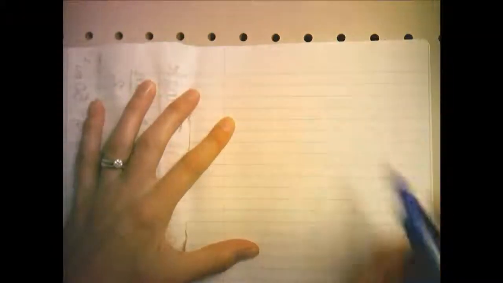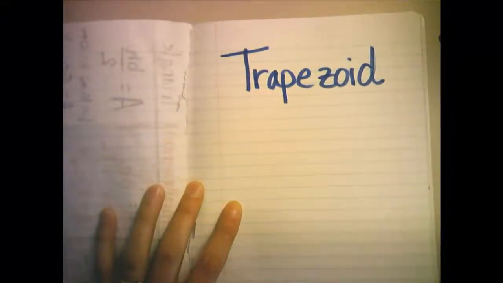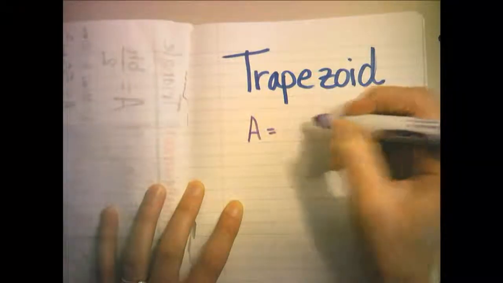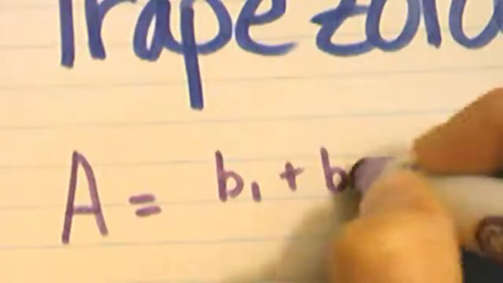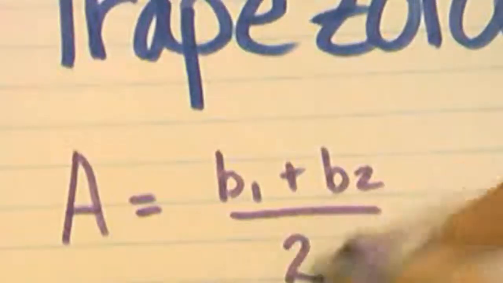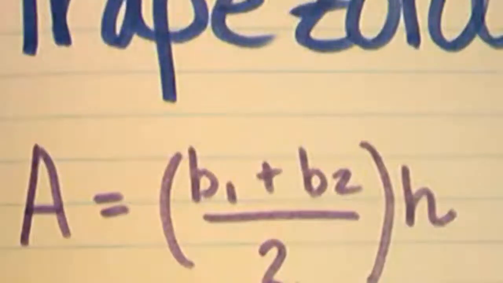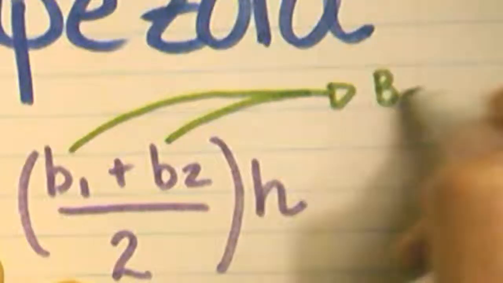And today we're going to talk about the formula for the area of a trapezoid. You guys have already seen this formula, that the area of a trapezoid equals (B1 plus B2) divided by 2, multiplied by H. What do B1 and B2 stand for? Base 1 and base 2. Yeah, good job. Those are the bases.